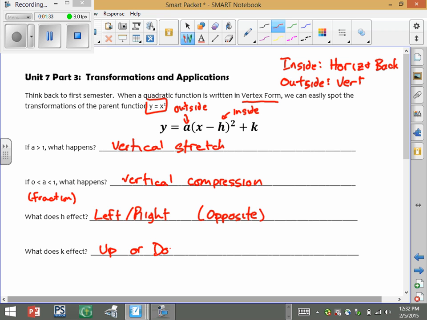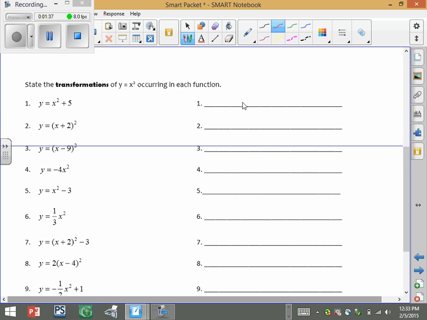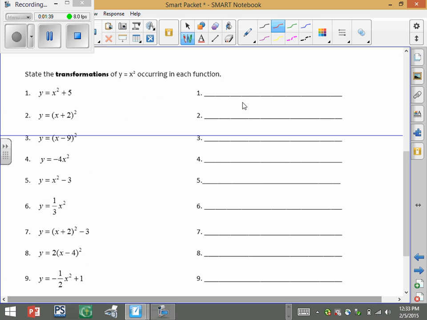I think as soon as we do a few of these, you guys are going to start to remember how this worked. So the original one was x squared. What happens when we do x squared plus 5? Well, that 5 is outside, so that's going to move it up 5. This 2 is on the inside, so it's a horizontal move, and it's backwards. So plus 2 makes it seem like it's going to go to the right, but it actually goes backwards, so it's left 2. The minus 9 is inside, which means it's horizontal and backwards. So minus 9 means we're really going to the right 9.